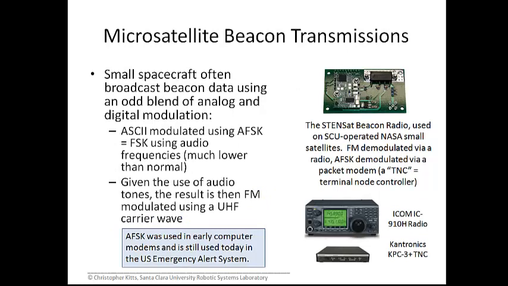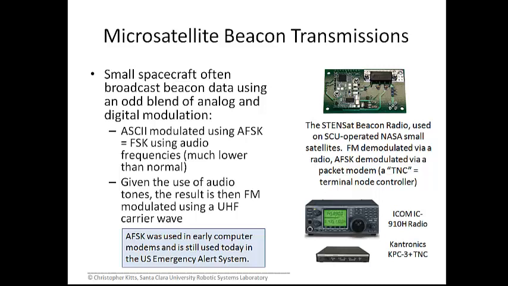Now, just a little bit about some of the modulation or communication equipment we use for satellite operations in Santa Clara. Here is some of the equipment used on the ham radio channel. This is used normally for the satellites we operate to broadcast a periodic, very low data rate beacon. So you'll hear us talking about the beacon channel, the beacon signals.